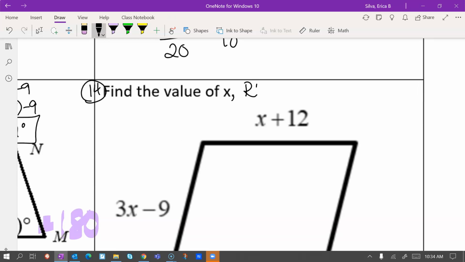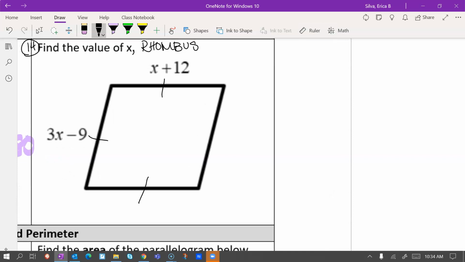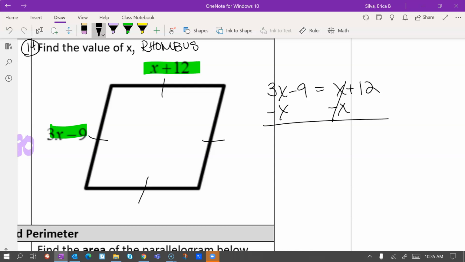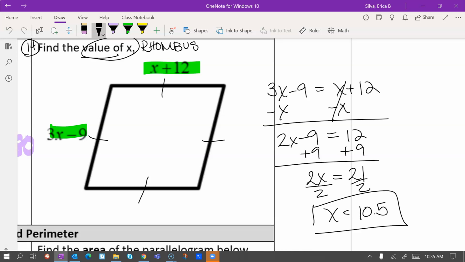Let's go ahead and put that this is a rhombus. That was an accident. So if this is a rhombus, that means all sides are congruent. So if all sides are congruent, then we can set these two sides equal to each other. So we get 3x minus 9 equals x plus 12, and we simply solve for x. Subtract x from both sides, we get 2x minus 9 is equal to 12. Add 9 to both sides, 2x is equal to 21. Divide by 2, x is equal to 10.5. Go back to the question. It's asking us for the value of x, so that means that we are done.